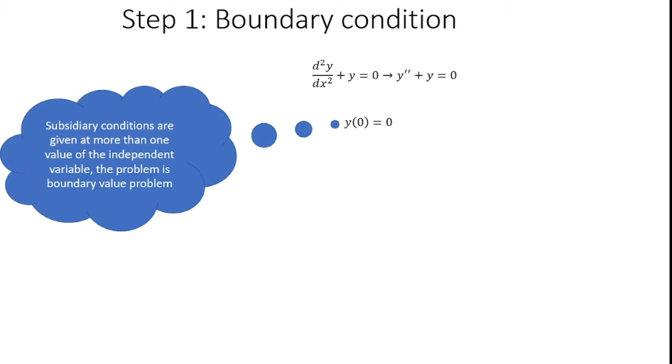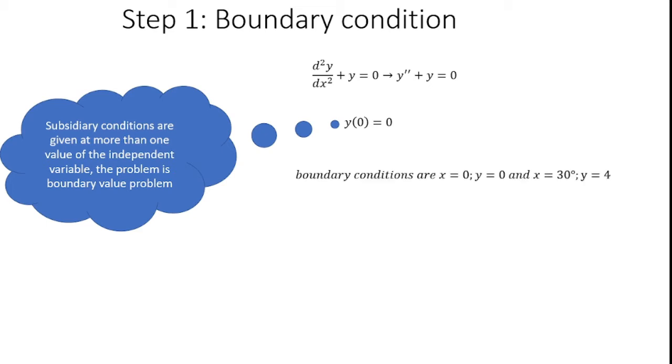So according to this problem, y of 0 is equal to 0. Here, in y of 0, what is the independent variable? x is equal to 0. Then y is equal to 0. So one variable and one condition is available.